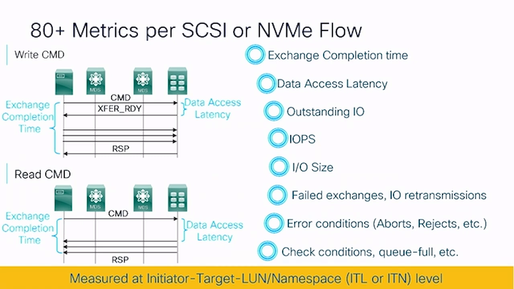Because look, not every time you want to go to that detail level. It's just too much information. If you want to know the performance of a host, you stick to initiator flow. If you want to know the performance of an initiator-target-LUN flow, you pick ITL flow, right? So it's totally flexible from that perspective.